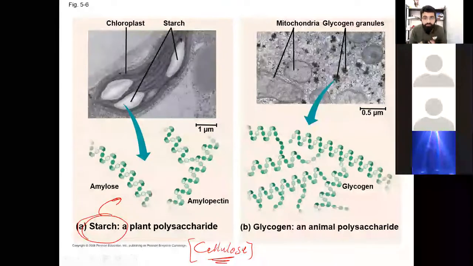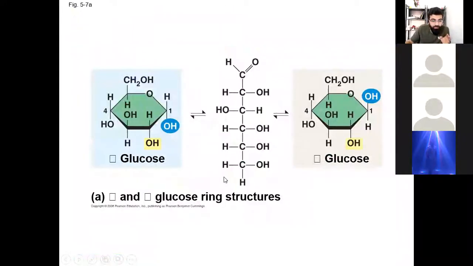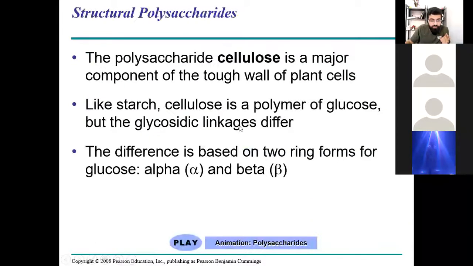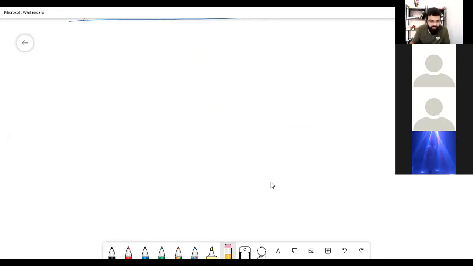The first point you have to know is that both of them are polymers of glucose, meaning repeated glucoses linked together. But how are they different? The first point you have to know is that glucose has two forms, meaning two structures or isomers, okay?